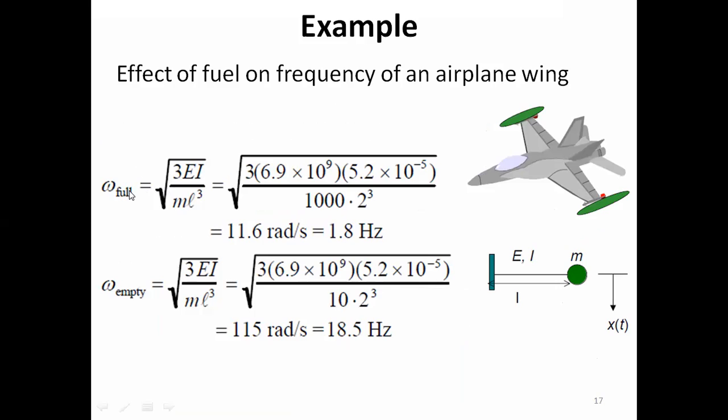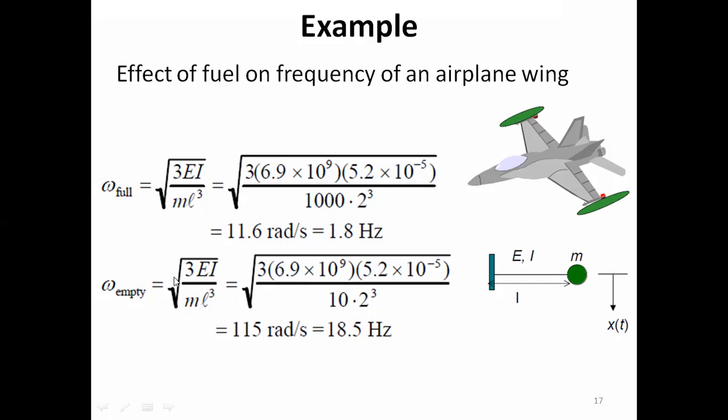The model for the natural frequency of the cantilever beam is the square root of 3 EI by m L cube. E is given, I is given, that is known, and length is known. And when the pod is full, it is 1000 kilogram. So after putting that and after calculation, the answer is 11.6 radians per second. So circular natural frequency is 11.6 radians per second and frequency is 1.8 hertz.